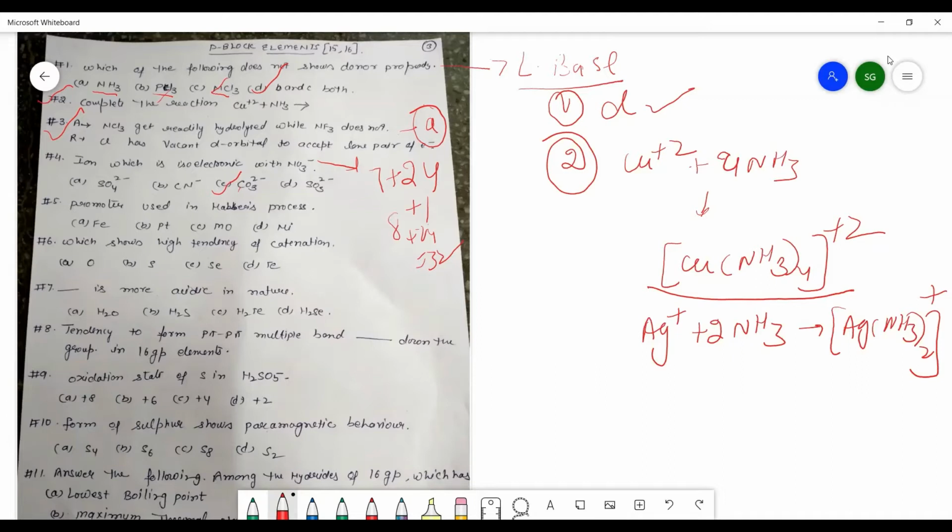Promoters used in Haber process. As you know, iron is used as a catalyst and molybdenum is used as a promoter. So be careful about the catalyst and the promoter. So in this case, the answer will be C.